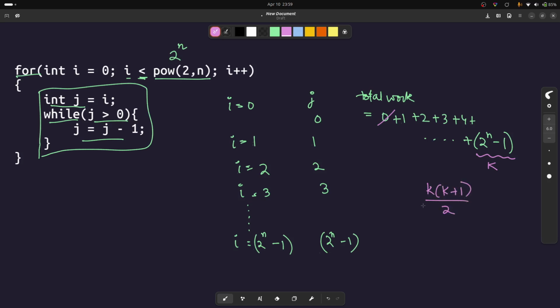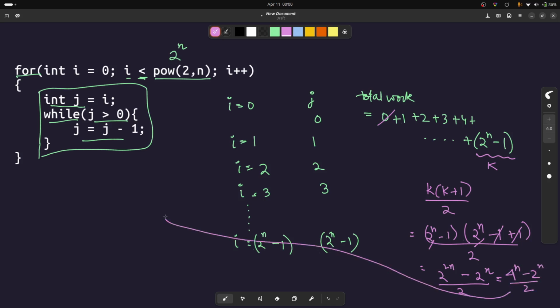Simple. Now you just substitute the value of k here. So 2 to the power n minus 1 into 2 to the power n minus 1 plus 1, by 2. The plus 1 and minus 1 cancel. So 2 to the power n into 2 to the power n minus 1 becomes 2 to the power 2n minus 2 to the power n, all by 2. Now 2 to the power 2n can be written as 4 to the power n. So this becomes 4 to the power n by 2 minus 2 to the power n by 2.